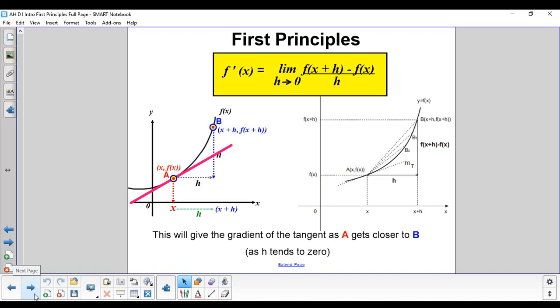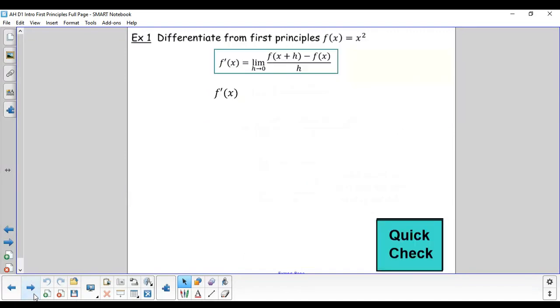Okay, so now we're ready to use first principles to find some derivatives. Let's start with f of x equals x squared. When we use the formula, we need to find f of x plus h. So what I would recommend is at the side, write f of x equals x squared and f of x plus h. Using your functions from Higher, you should know that's x plus h all squared.